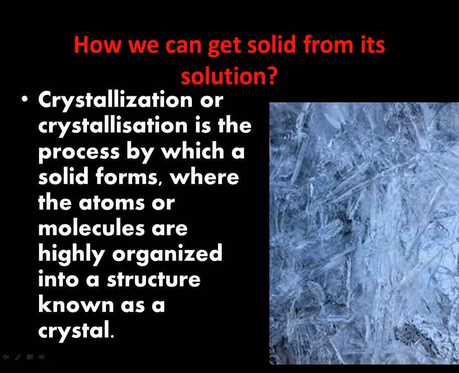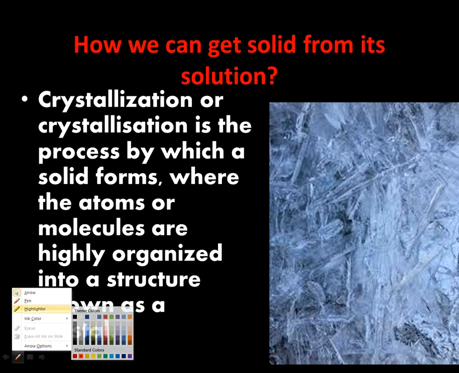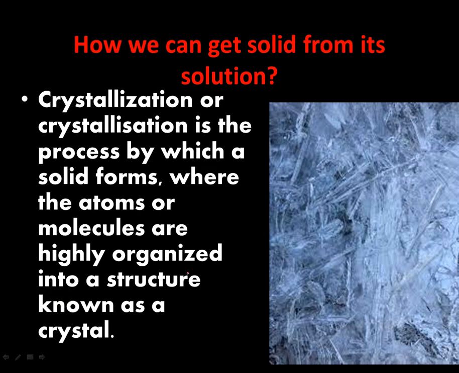Now we will learn about a new method which is called crystallization. Crystallization has two spellings, one with Z, the other with S. Crystallization is the process by which a solid forms where the atoms or the molecules are highly organized into a structure known as a crystal. So first we understand what a crystal is. A crystal is a piece of solid in which the atoms or particles have a definite geometrical position.